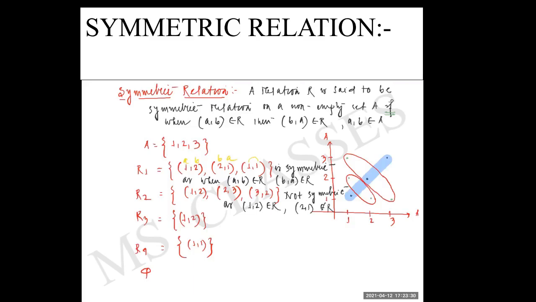Next, R3. Is R3 symmetric, children? It is not symmetric. Why not symmetric? As (1, 2) belongs to the relation, but (2, 1) does not belong to the relation. Next, children, we come to R4. Is R4 symmetric? It is symmetric. Why? As (1, 1) is present, it's a diagonal element, you cannot expect another (1, 1) to be present.